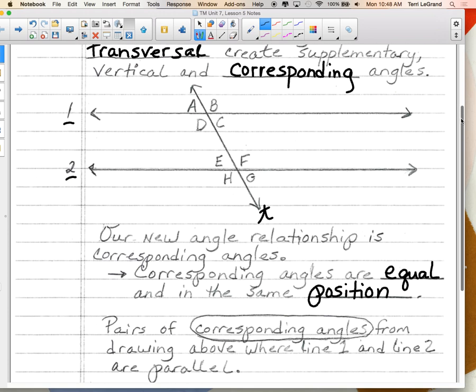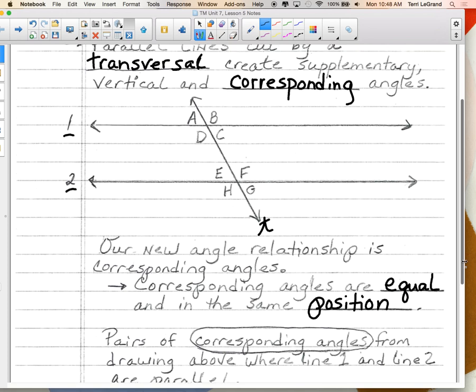What was the first one that we wanted? Okay, let's start with A. Who corresponds with angle A? Which angle in that drawing is in the same position as angle A? And a little hint, there's only one. Hannah? D. Angle D? Okay, you guys agree? Okay, I disagree. Sorry.